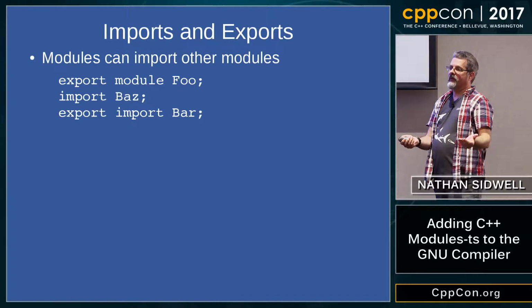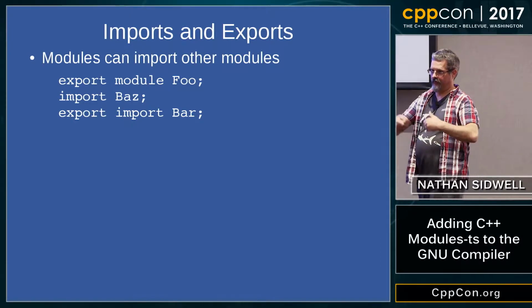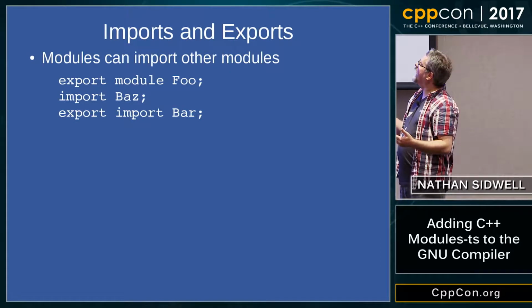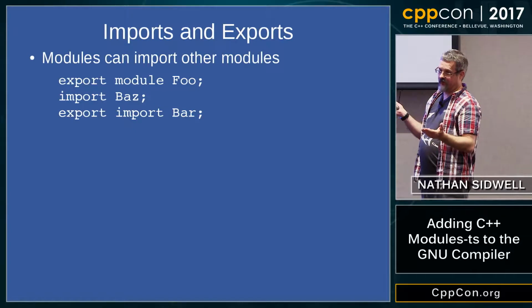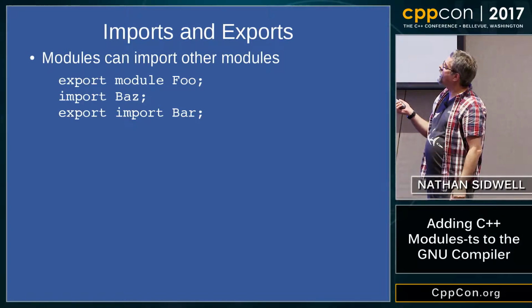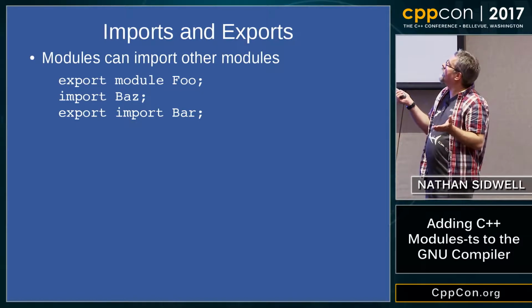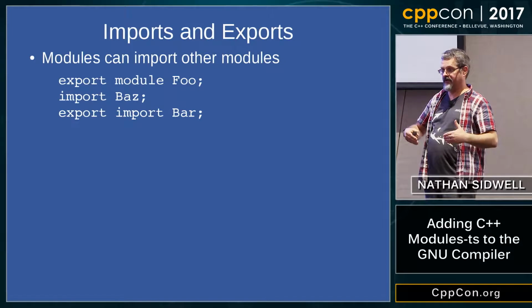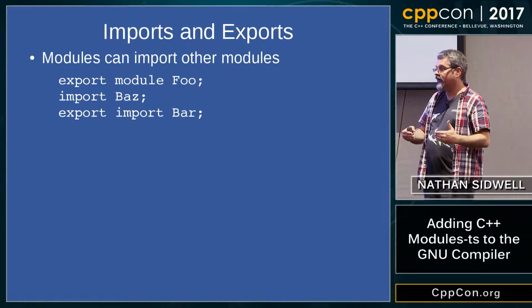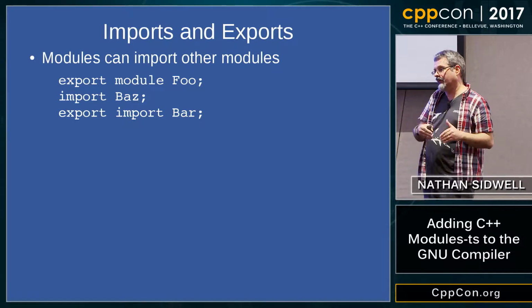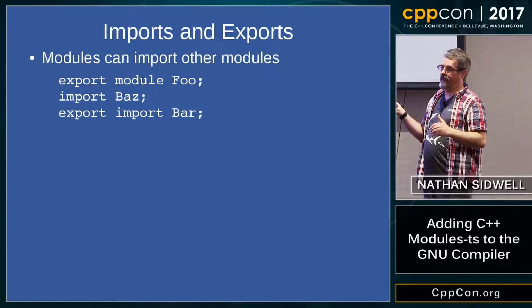But the problem that we get with header file pollution is that if the header file equivalent to this had said hash include baz and hash include bar, I've made the contents of baz visible to everything that hash includes me, even though I didn't want to do that because I only needed baz for my internals, and that's the problem this is kind of solving.